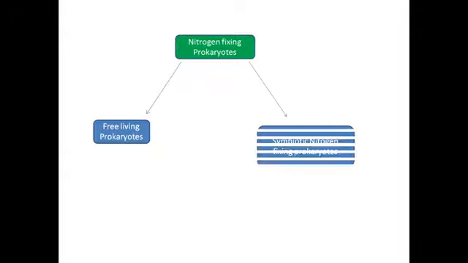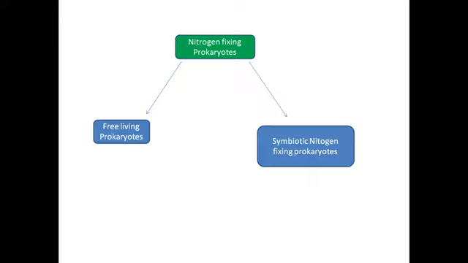Number two are symbiotic nitrogen fixing prokaryotes. Symbiotic nitrogen fixing prokaryotes are those which establish a relationship with the plant, and that relation is symbiosis, meaning the prokaryote is also benefited and the plant is also benefited. The plant benefits in that it gets fixed nitrogen, and the bacteria or prokaryotes benefit in that they get food and shelter from the plant.